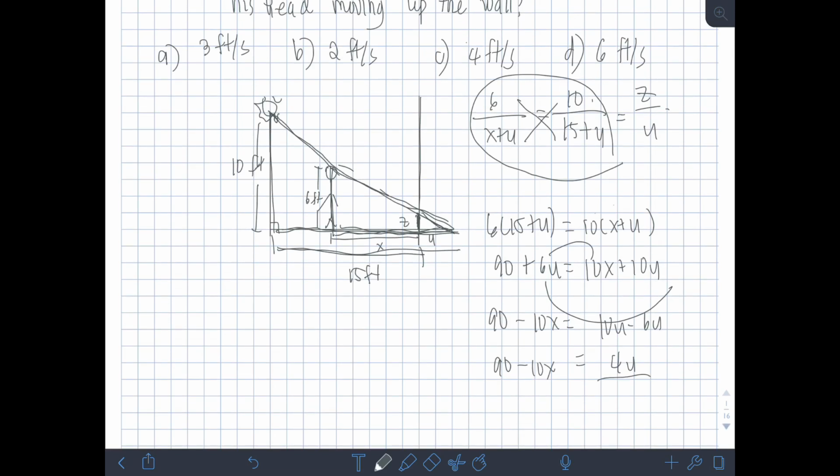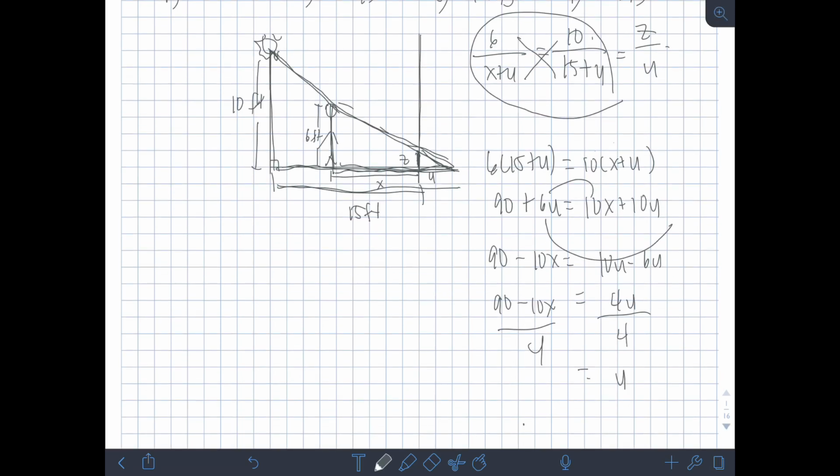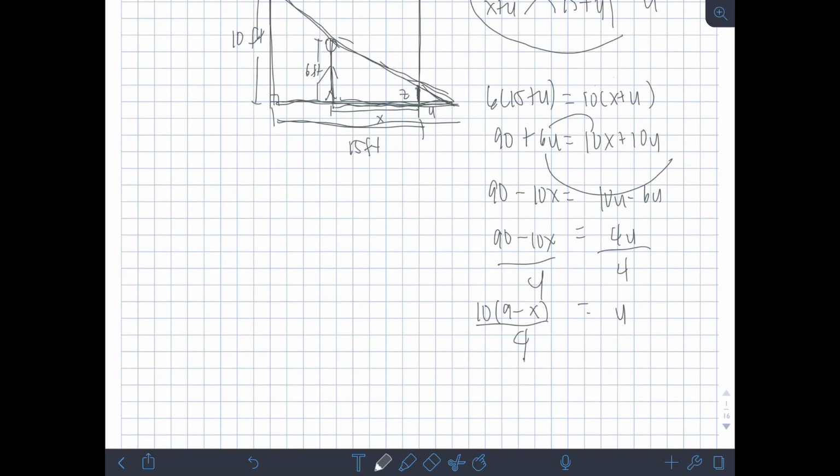Then divide both sides by 4 para ma-solve si u. So we have u is equal to, factor out natin tong 10. So 10 times 9 minus x over 4 or simply 5 over 2 times 9 minus x. So yan si u. Okay?